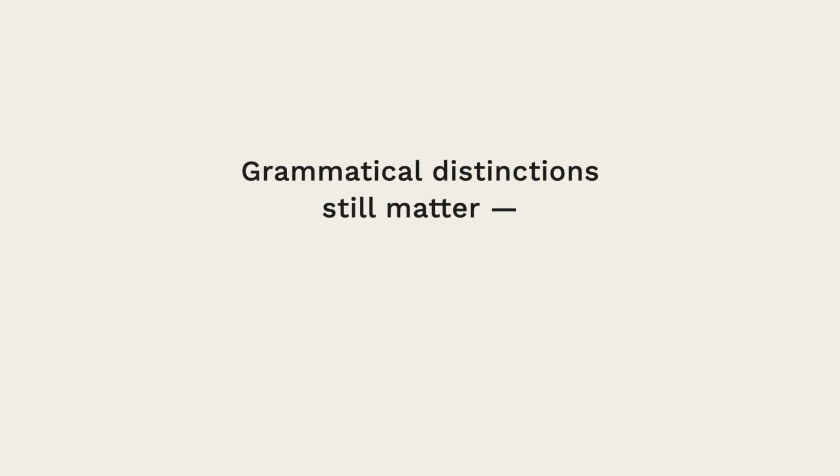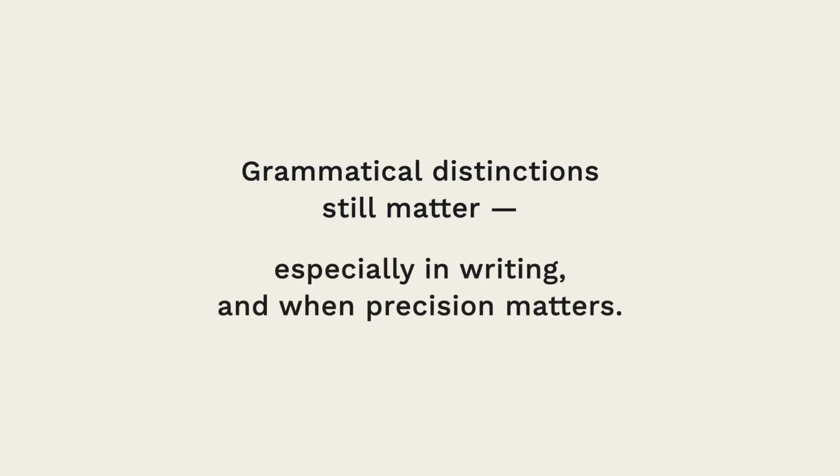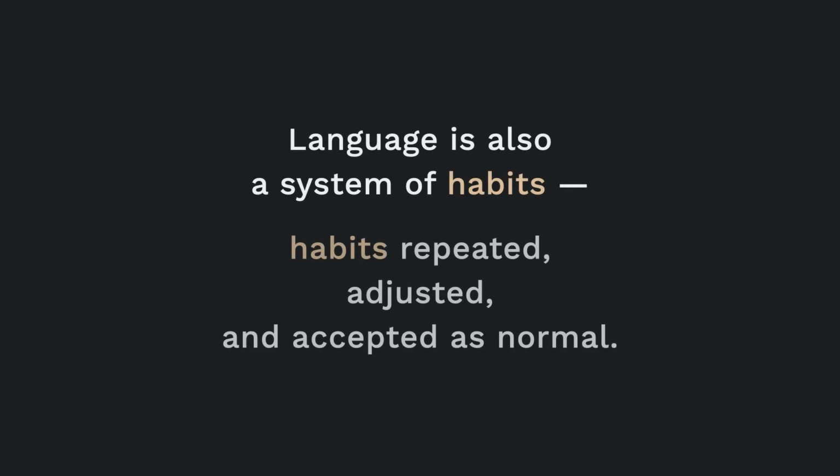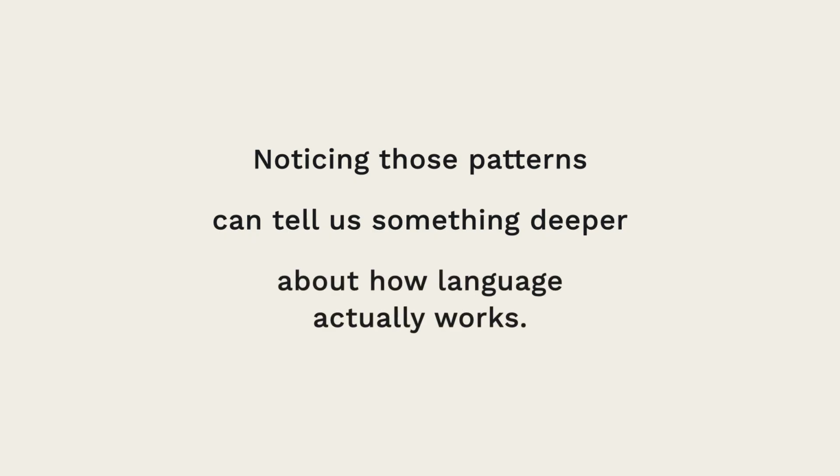That doesn't mean grammatical distinctions don't matter. They often do, especially in writing and when precision matters. While knowing how to avoid these mistakes is useful, understanding why they persist can be equally interesting. Because language isn't only a system of rules and structure, it's also a system of habits. Habits that are repeated, adjusted, and gradually accepted as normal. And noticing those patterns can tell us something deeper about how language actually works.